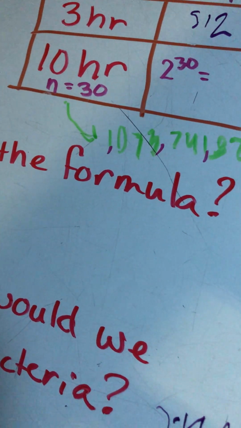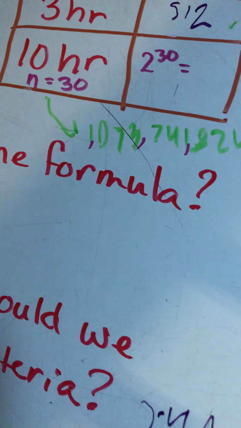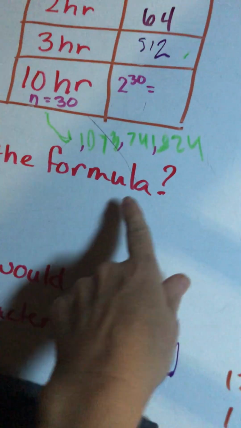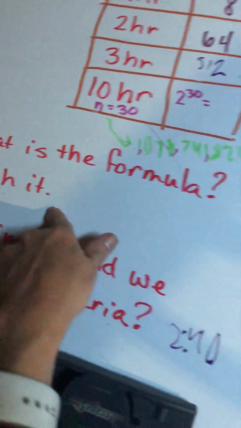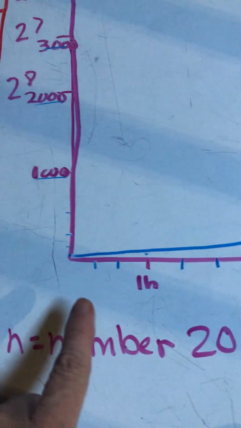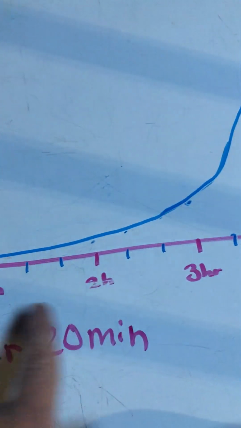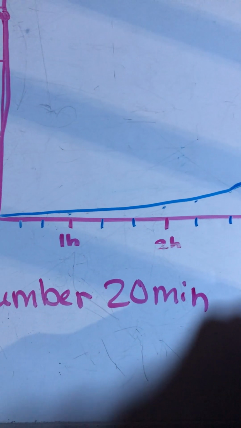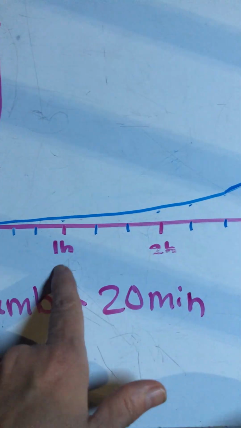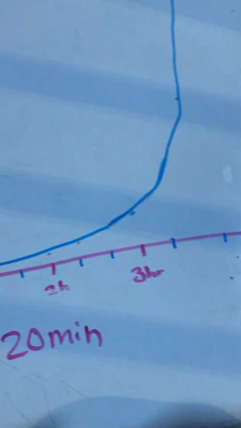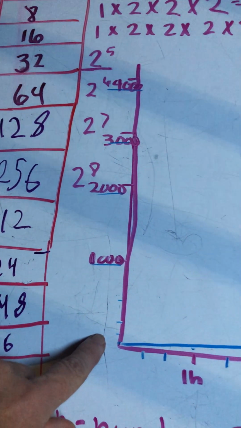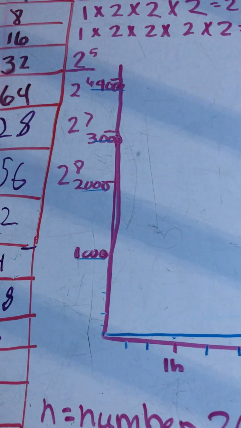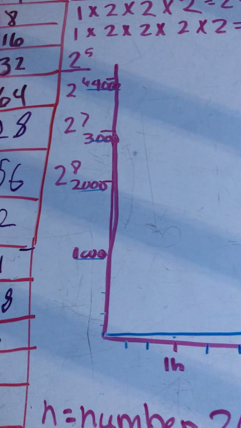It's 1,073,741,824. And then we came up with the formula, and I said graph it. So when I went ahead and wrote the y-axis out, hours, 1 hour, 2 hour, 3 hour, 4 hour, and then we talked about what we wanted this range to be, and I didn't even think about it.